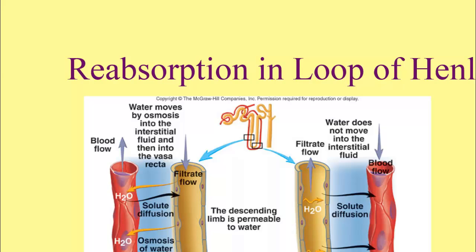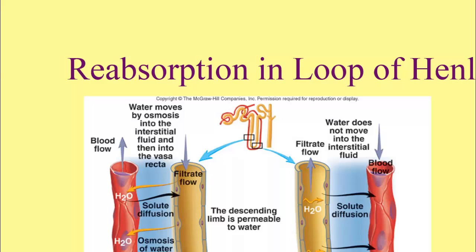It gets more concentrated, doesn't it? So water's leaving in the descending limb, because the cuboidal cells that form the loop of Henle only have the ability, there's no transporters specifically for salts. So only water can leave via the descending limb. The ascending limb is impermeable to water, but it's permeable to salt. So we see salt leaving on the ascending limb.